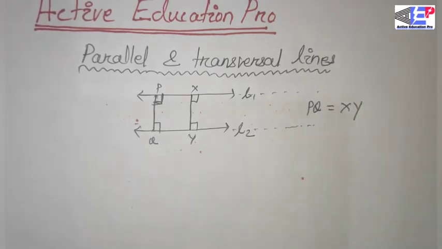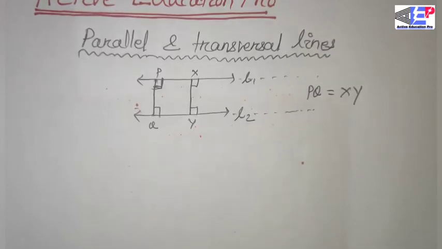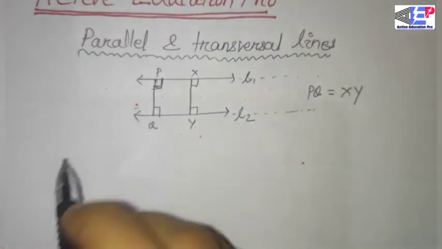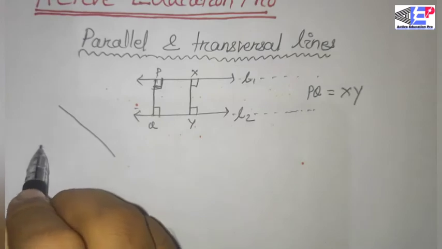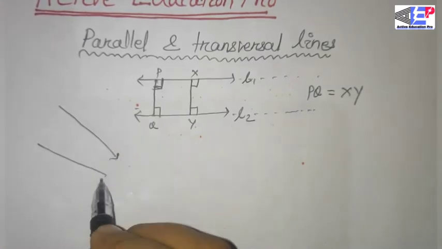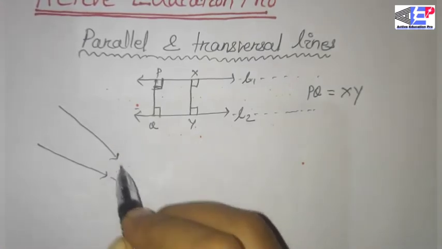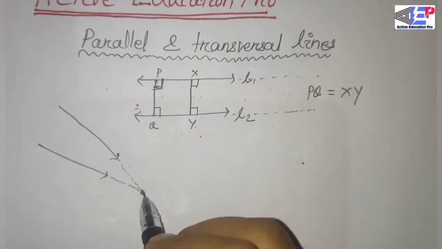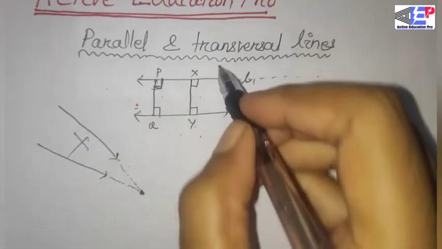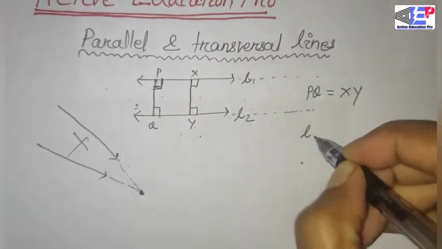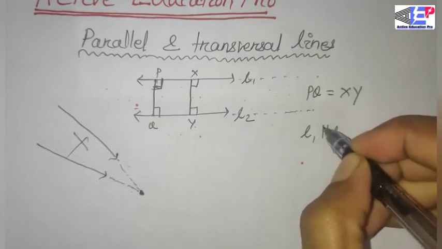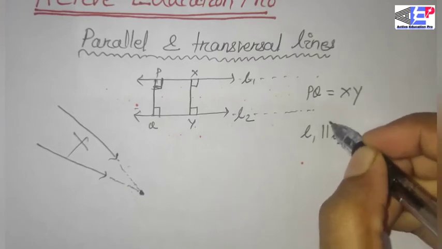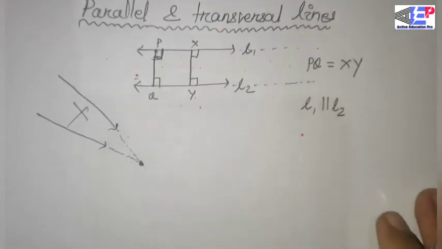Now let's come to transversal lines. A transversal line intersects a pair of parallel lines. Here is another example which is not a pair of parallel lines. If you extend it towards this direction, there will be a meeting point, so it is not parallel. Here L1 and L2 are parallel, and this is the symbol of parallel lines: L1 parallel L2. Next comes the transversal line.